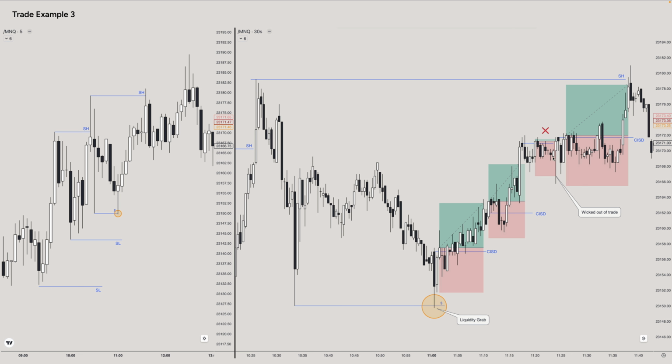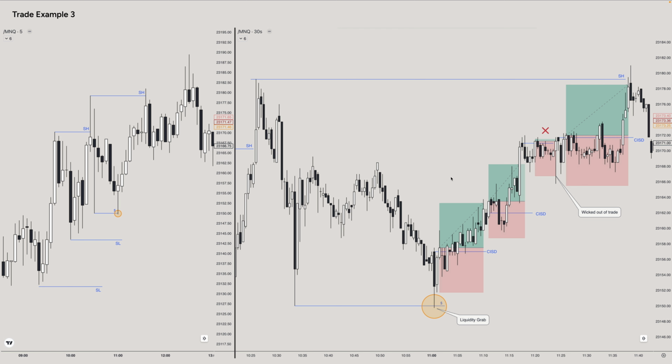Again, sometimes you do everything correct according to the strategy rules, and the market will still stop you out. It happens, so don't worry about it. It's all part of trading, any strategy for that matter.